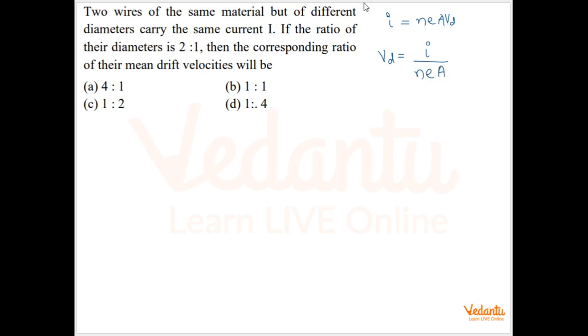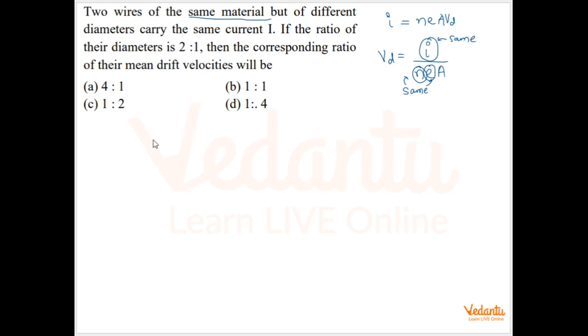Now, my dear bacha log, both the wires have the same current. Both the wires are made up of the same material, so they have the same value of N, and the charge of an electron is a universal constant. So all of these values, beta, are the same for both the wires. Only the area of cross section will be different.